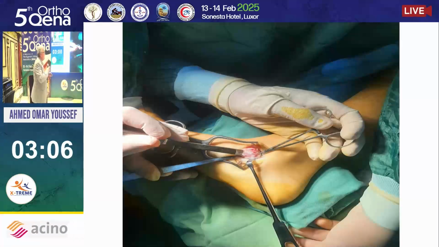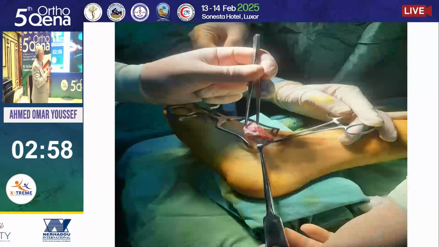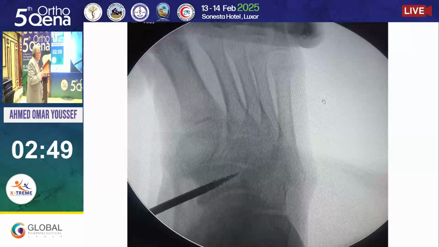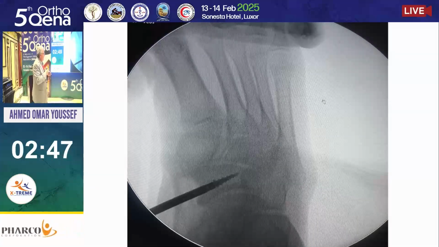We excise the accessory navicular and part of the medial side of the navicular, going parallel to the medial cuneiform. This is the excised part of the accessory navicular and medial side of the navicular. Then we insert the anchors from the medial side of the navicular.